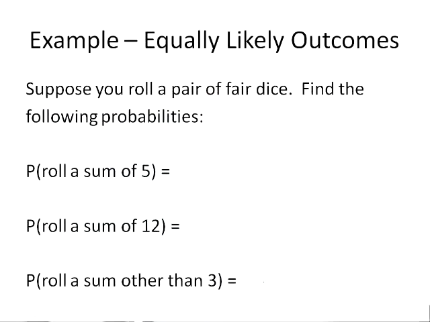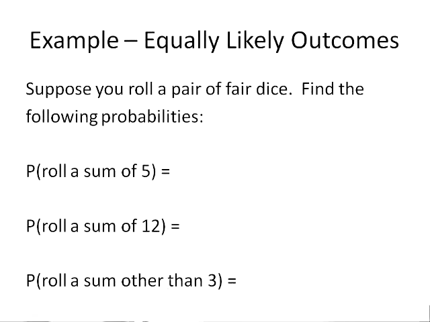Now let's look at some examples where we have equally likely outcomes. So we're rolling a pair of fair dice. Each die has 6 sides, and we want to find the following probabilities. You'll probably want to refer to your dice chart. It should be posted in Course Compass. That gives the 36 outcomes when you roll a pair of fair dice. So let's first find the probability of rolling a sum of 5.